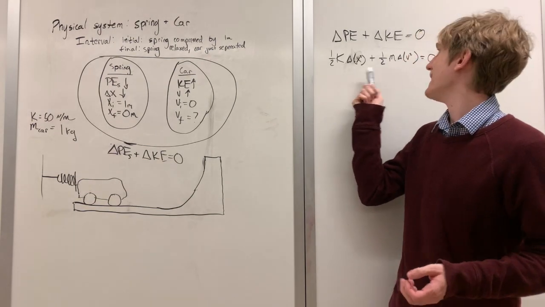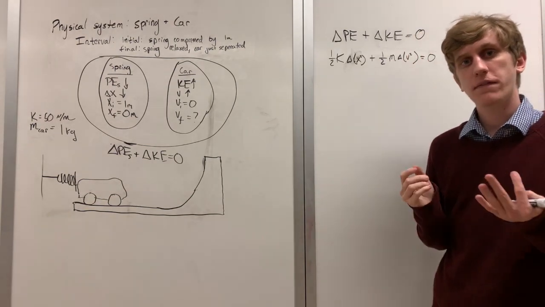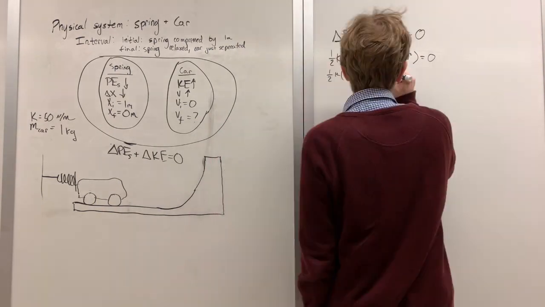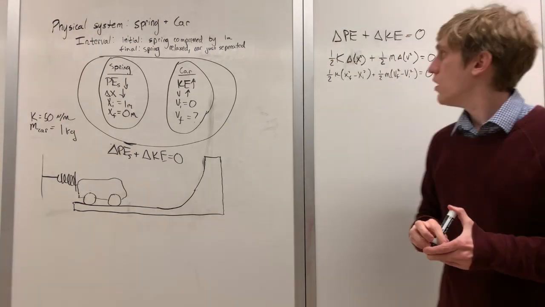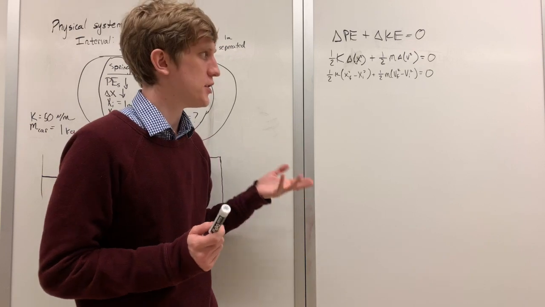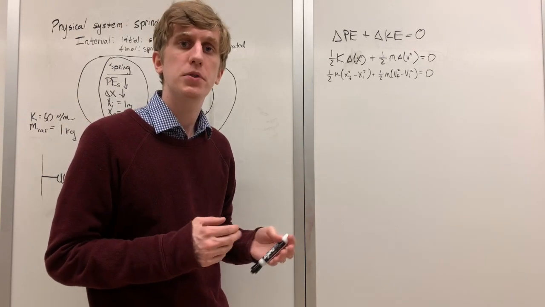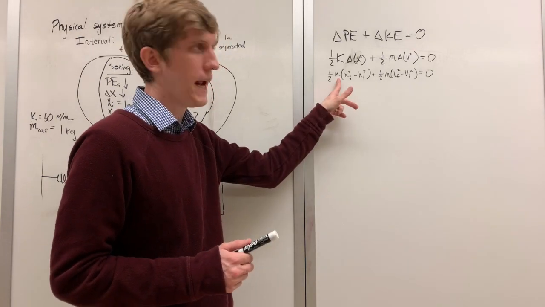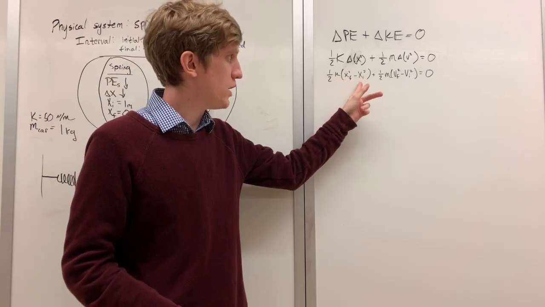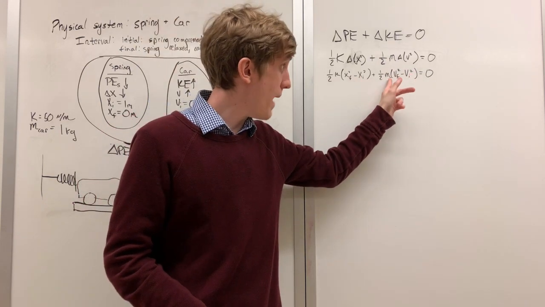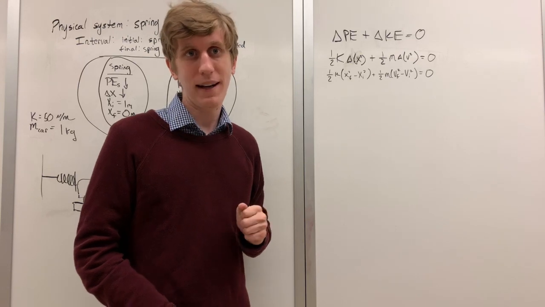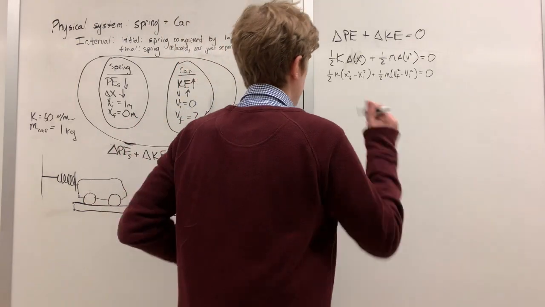Let's now expand these delta terms in order to actually figure out what the values are. All we've done here is use the definition of change to expand this equation out. We know most of the numbers in this equation. We know k, it's given. We know the final position of the spring, the initial position of the spring, the mass of the car, and the initial speed of the car. So let's just plug in those numbers and see what we get.